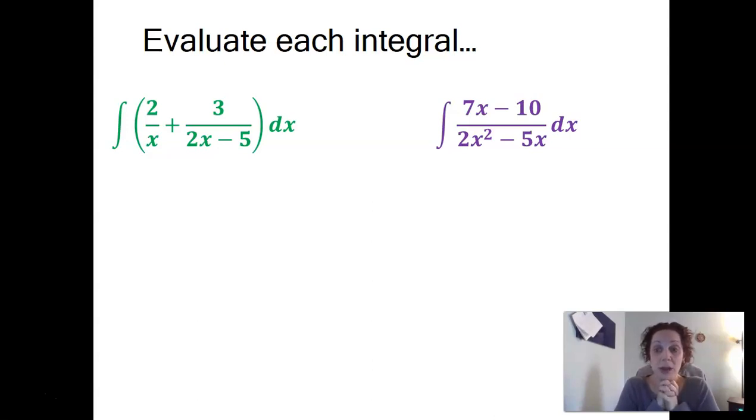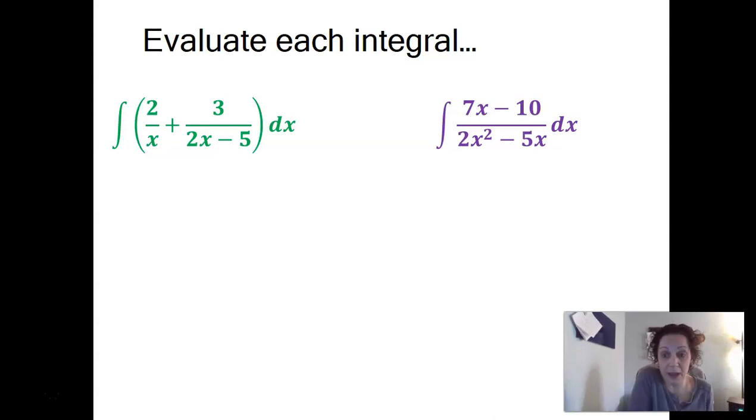So when I'm looking at an integral and I see a fraction, what do I do? Okay, I'd like you to take a look at the two integrals here on the screen. The one on the left, the green one, has two fractions. The one on the right, the purple one, is one fraction, of course. I want you to take a moment and either integrate or tell me why you can't.